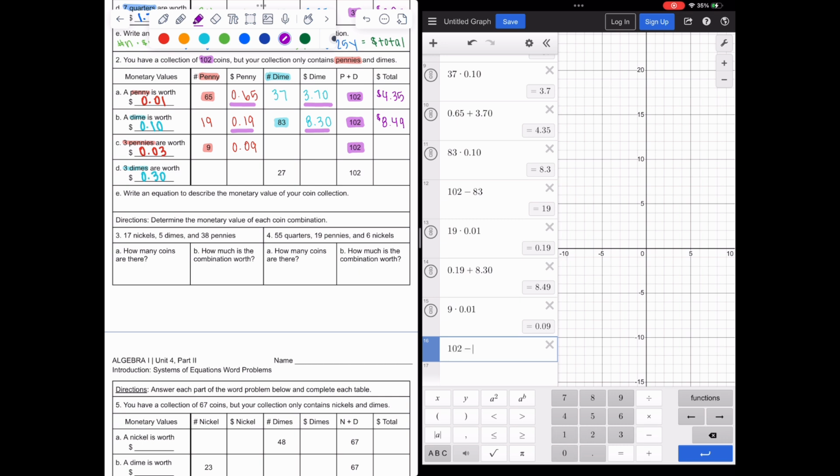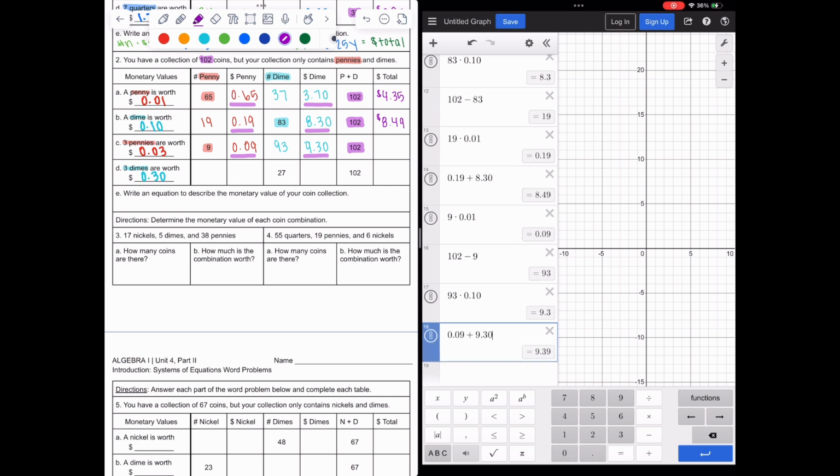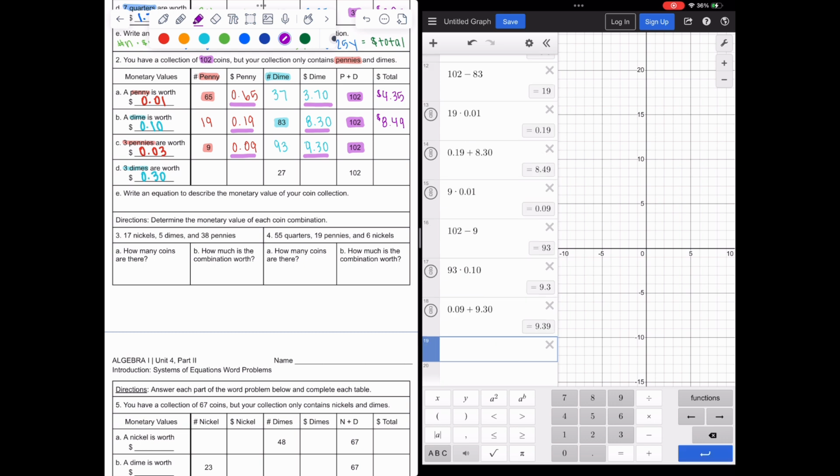So if 9 of them were pennies, that means that the remaining 93 of them must be dimes because those are the only kind of coins I have in my collection. Each dime is worth 10 cents. So I multiply 93 by 0.10 and I end up with a monetary value of $9.30. When I add together the value of the pennies and the dimes in that third row, I end up with 0.09 plus 9.3, which gives me a grand total of $9.39.